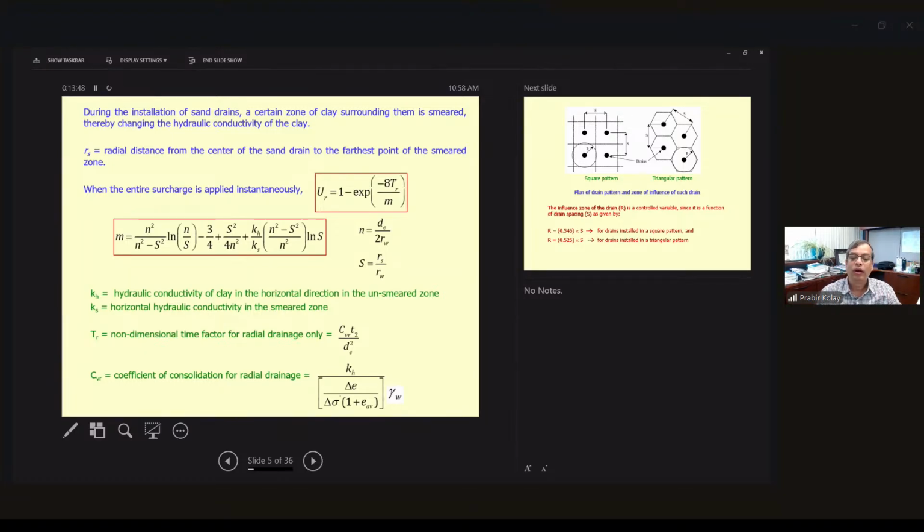And if you know C_V, you can also calculate K from K is equal to C_V m_v gamma_w. The permeability of the clay can be found indirectly from the consolidation test results, K is equal to C_V m_v gamma_w. In the same way you can calculate C_V in the radial direction, but here K is the horizontal permeability. Then m_v is equal to the change in void ratio divided by 1 plus e, the vertical void ratio, times the change in pressure.